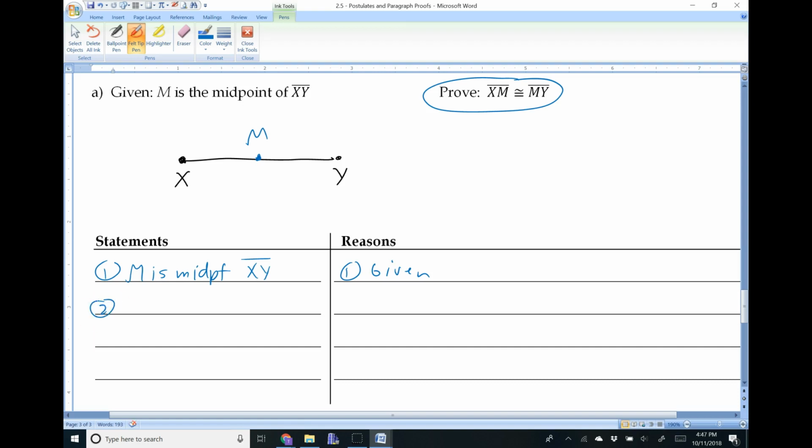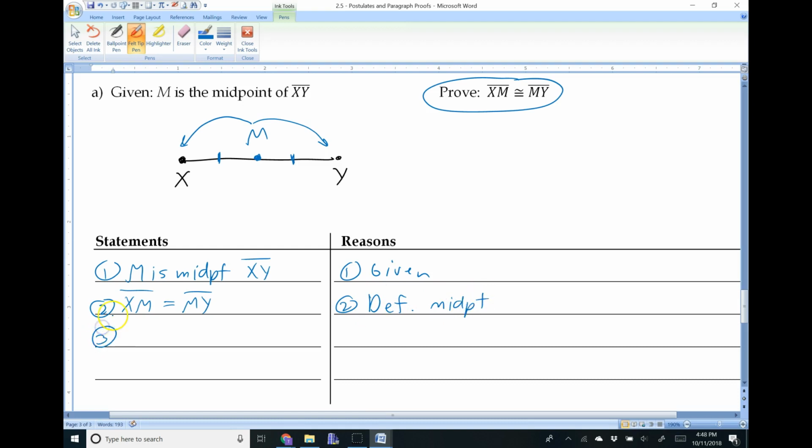Hopefully you remember what midpoint does, but midpoint says that I'm in the middle over here, so the distance from here to here is going to be the same distance from here to here. Same distance. What that means is this length, X to M, is going to be the same length from M to Y. So I can say XM equals MY, right? And why were we able to do that? Because that's the definition of midpoint. That's what midpoint means. It's distance.